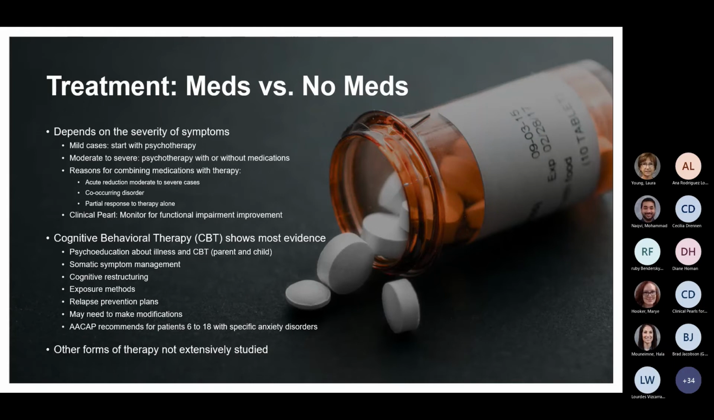The American Academy of Child and Adolescent Psychiatry recommends that CBT be offered to patients 6 to 18 with social anxiety, generalized anxiety, separation anxiety, specific phobia, or panic disorder. Other forms of therapy may be utilized for anxiety, but they're just not as extensively studied in anxious children and adolescents. But that's not to say that they cannot be helpful as well. It's just that CBT has the most evidence, and that's the most research that we have.